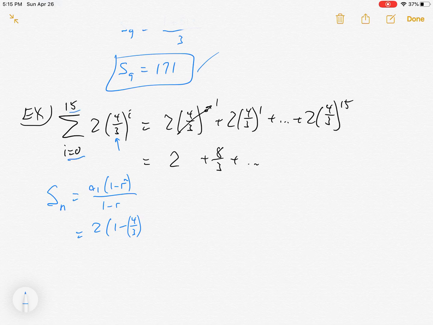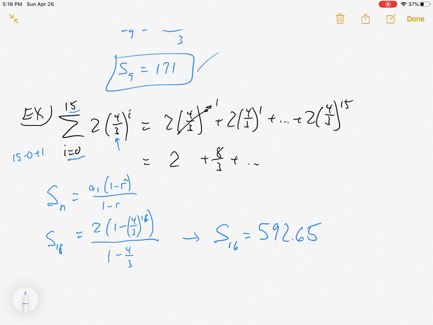A1 times (1 minus r to the n) over (1 minus r). So A1 is 2. What's our r? It's always that, right? 4/3, to the nth power. What's n? How many numbers are there from 0 to 15? There's 16. All over 1 minus 4/3.